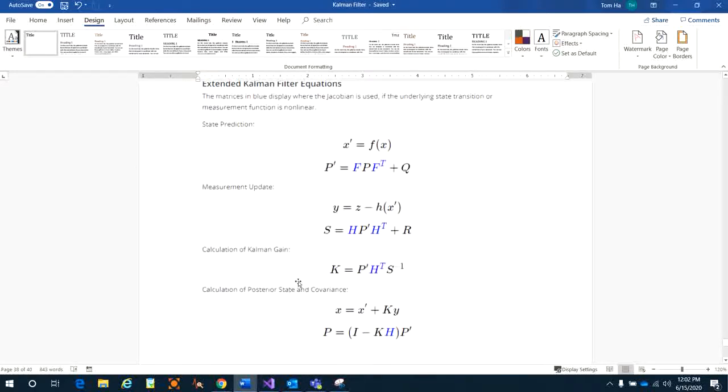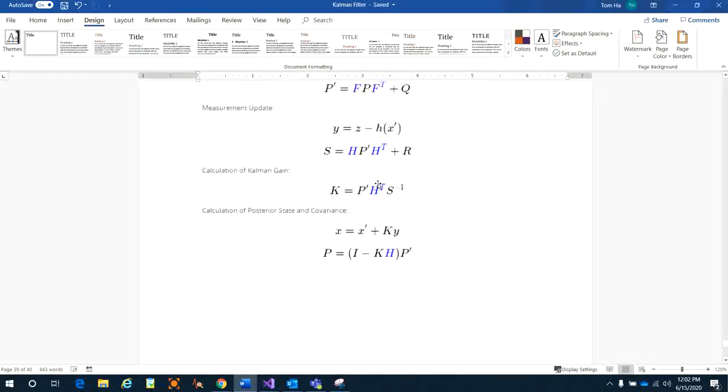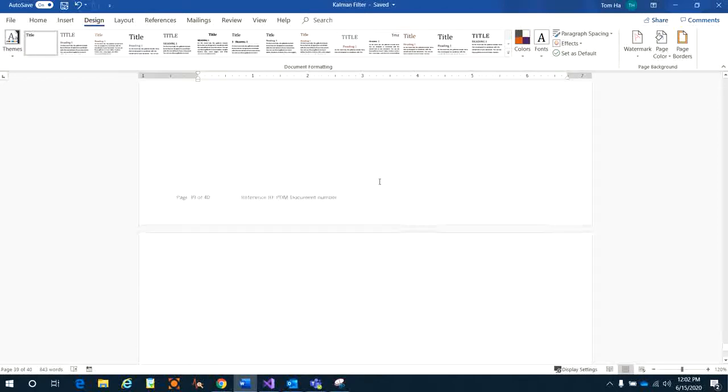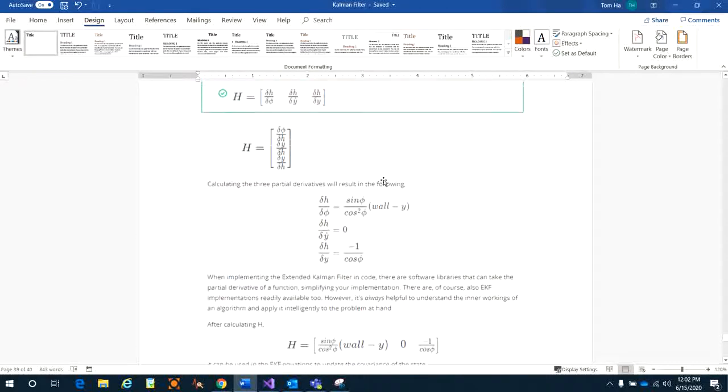So, the standard Kalman filter equations. In summary, we have the formula right here. The matrix in blue right here is where the Jacobian is used. Remember, if the state transition or measurement function is non-linear, we have to apply the Jacobian. So that's about the standard Kalman filter.